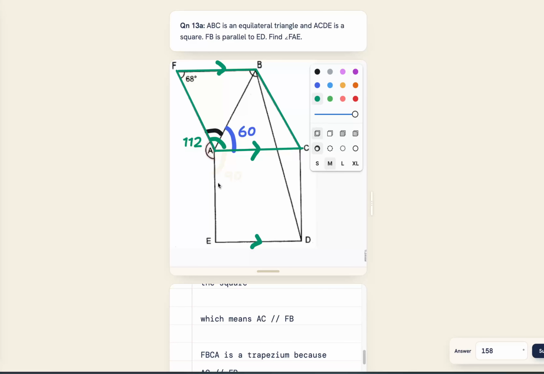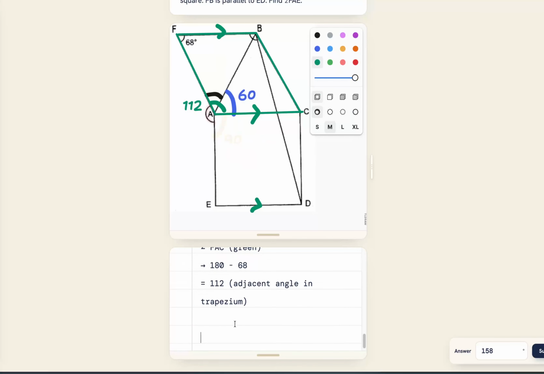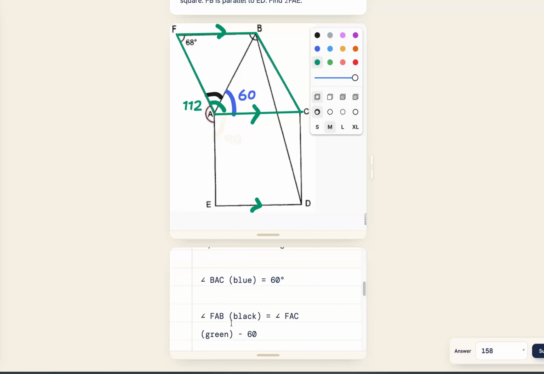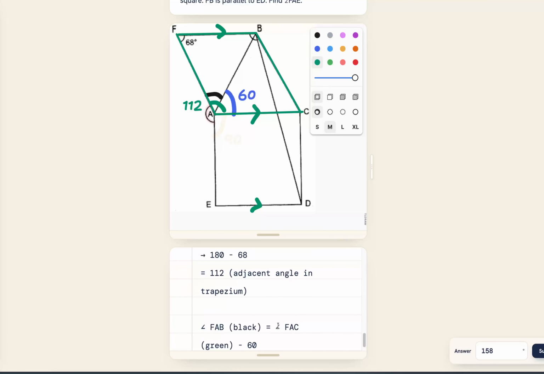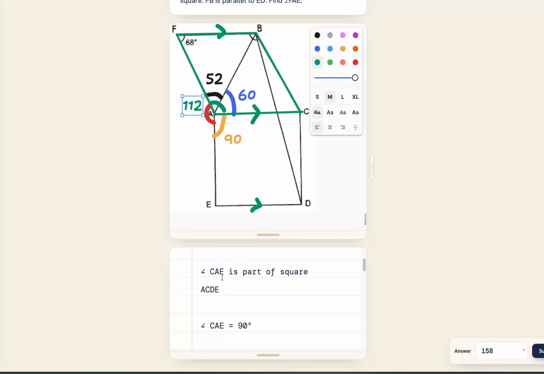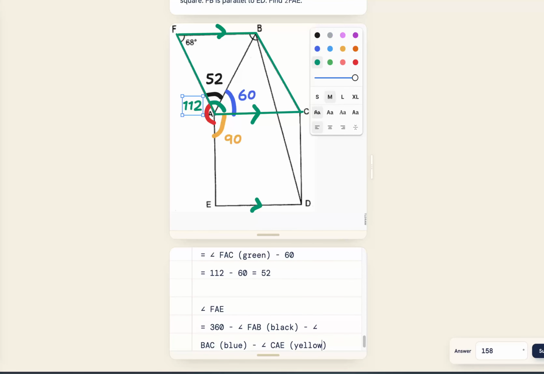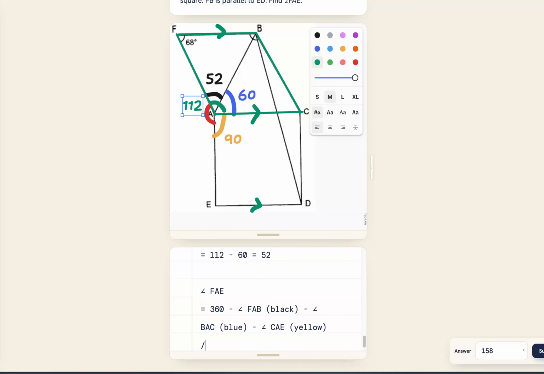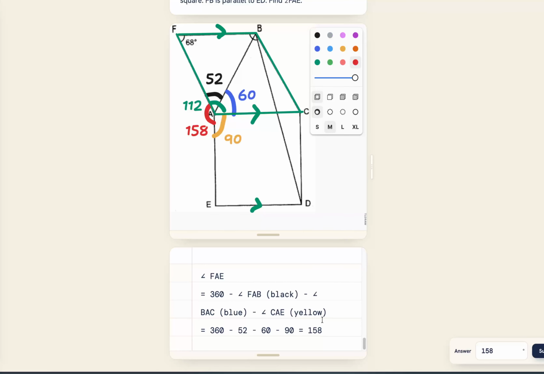Since we know FAC is 112, then the next thing is we can get the black angle. Actually we don't need the black angle, but let's get it since we already have done that. So the black angle over here is FAC minus 60, so 112 minus 60, and this will be 52 degrees. Since we know all the angles at a point, then we can find angle FAE, which is basically 360 minus FAB minus BAC minus CAE. In this case, it is equal to 360 minus 52 minus 60 minus 90, and this will be 158 degrees. There you go. So the answer is 158 degrees.